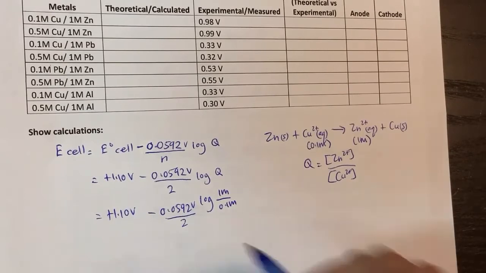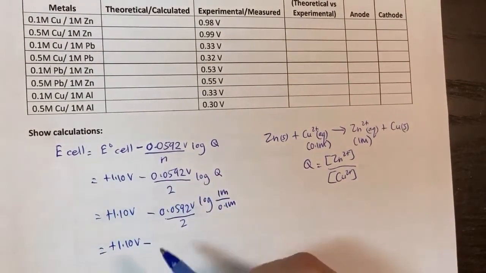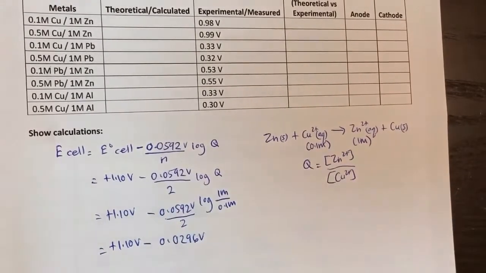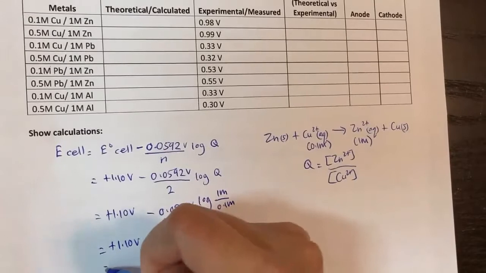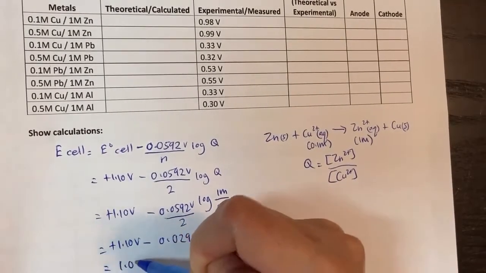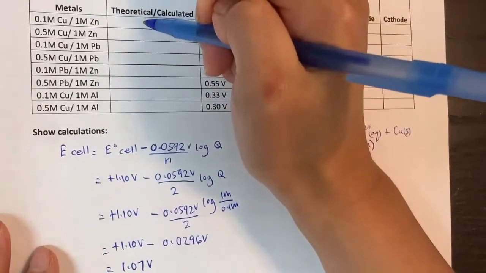So let me write it out. So this is 1.10 volts minus 0.0296 volts. Okay? And then you get 1.07 volts. So that 1.07 goes over here.